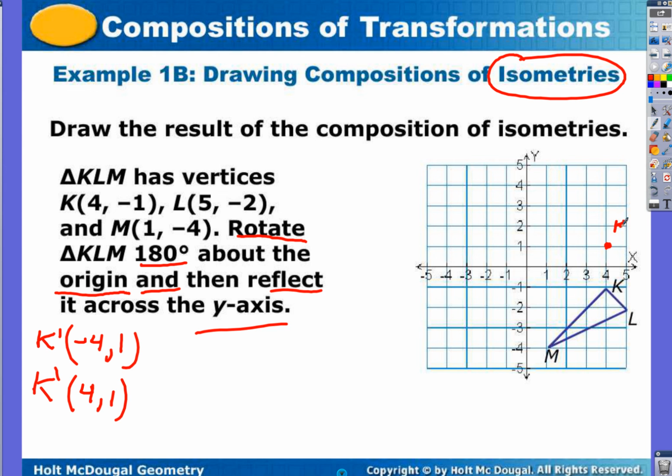So see, all we did was rotate that point and now reflected that point over the y-axis. Okay, so now let's do L prime. Same transformations. So let's go 180 around the origin. So it would be negative 5 and then positive 2. And then the last one would tell me across the y-axis? 5 and 2, fantastic.